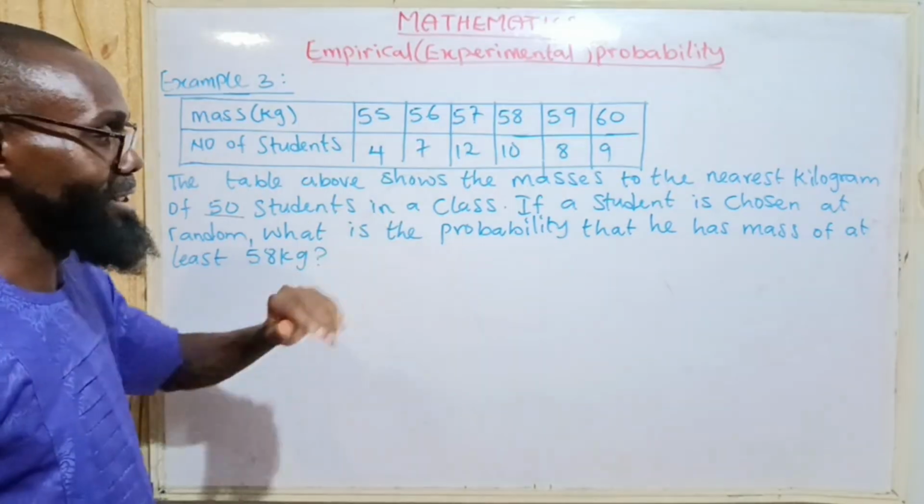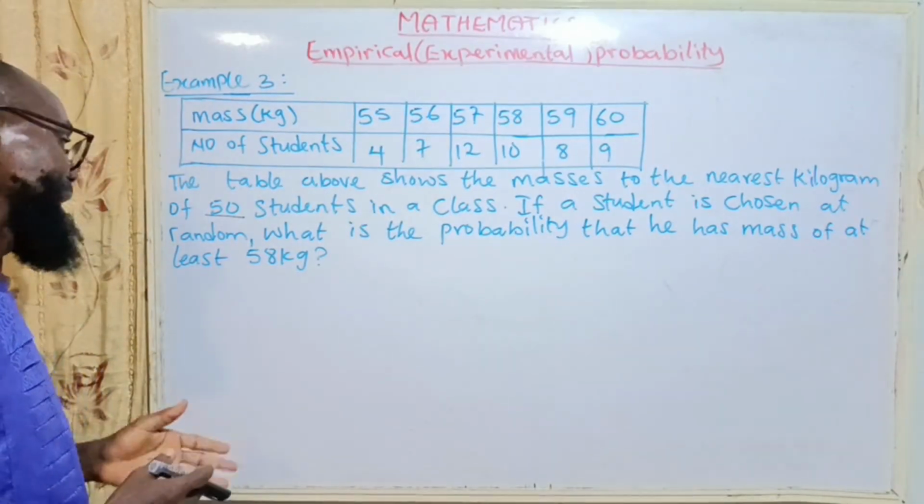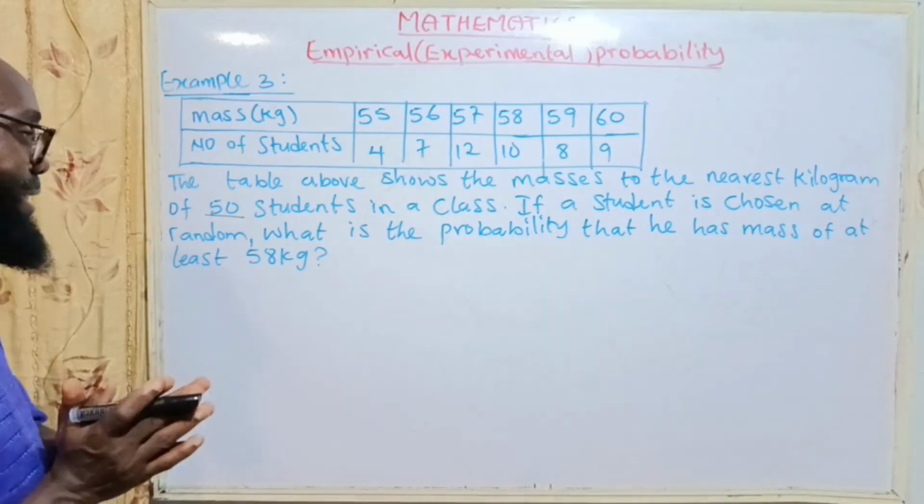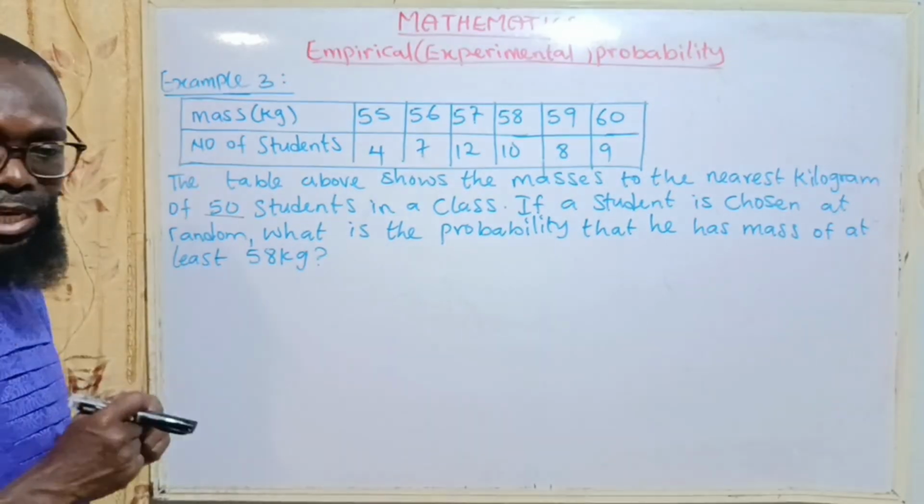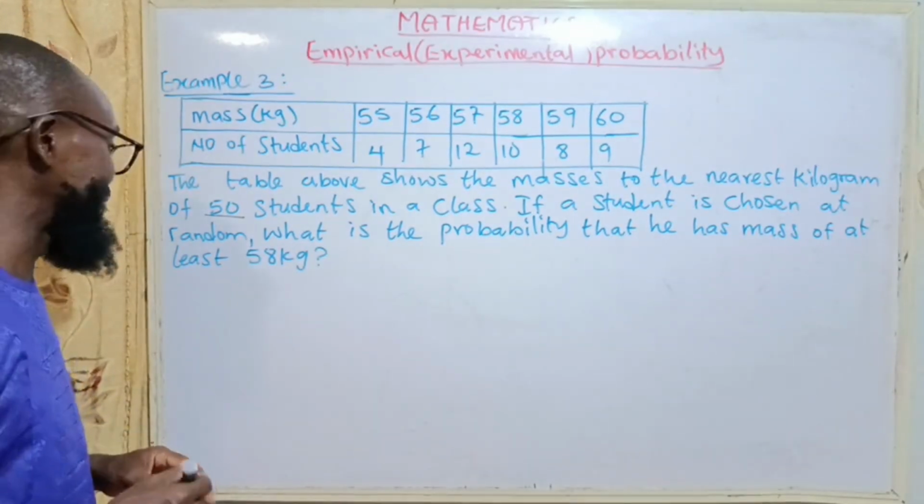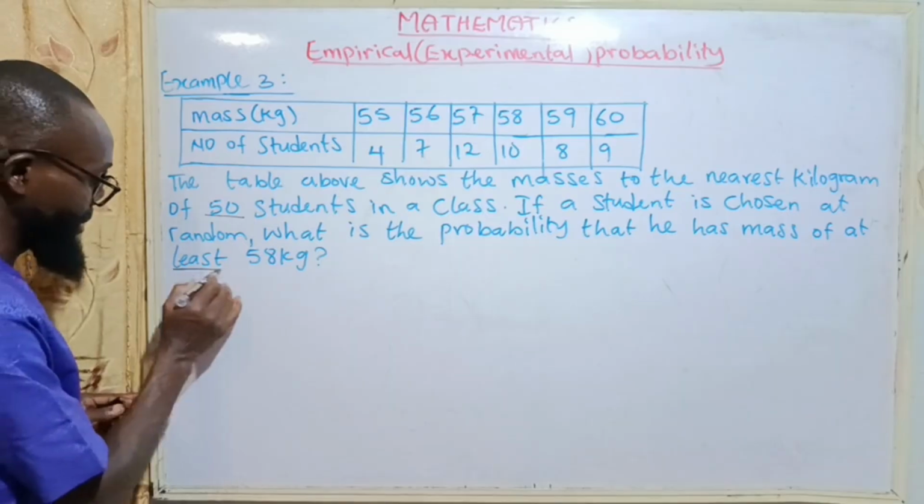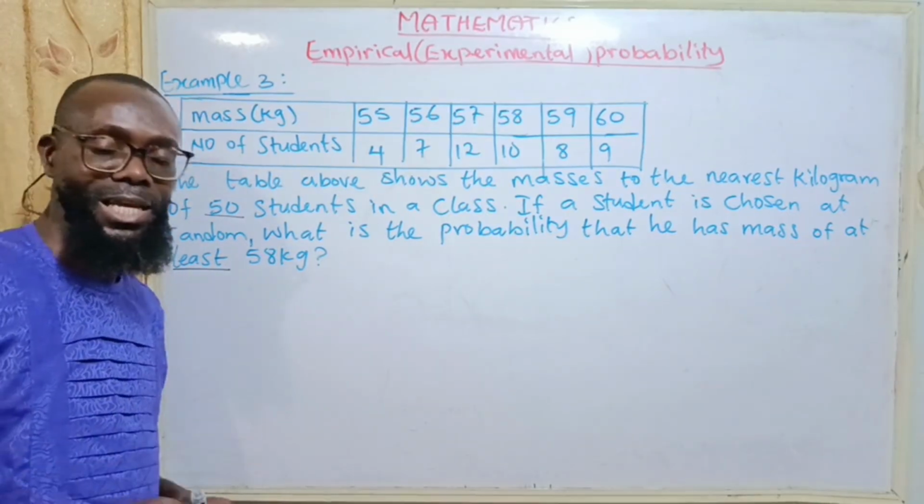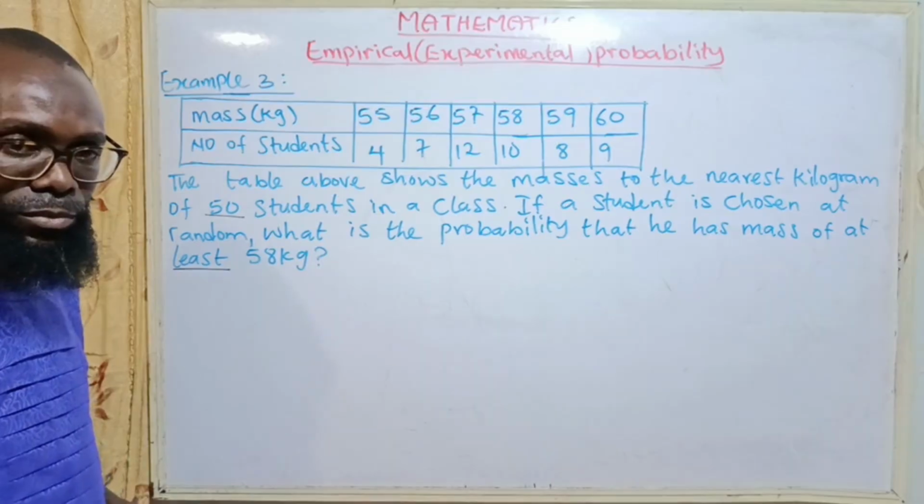50 students in a class. If a student is chosen at random, what is the probability that he has a mass of at least 58 kilograms? Look at that word, at least. We have to understand the meaning of at least and at most.